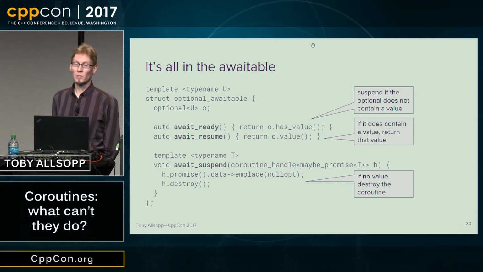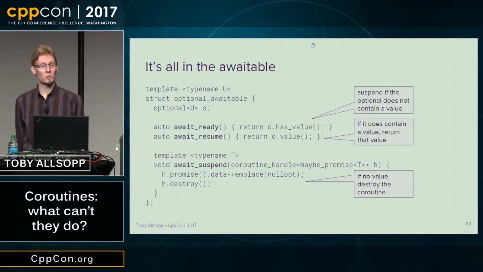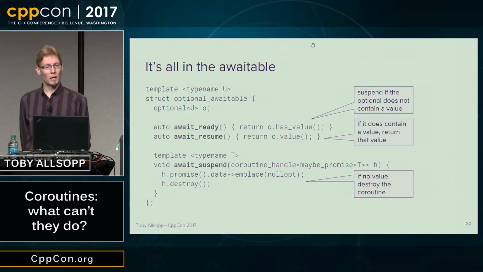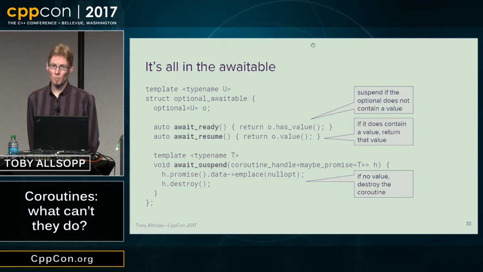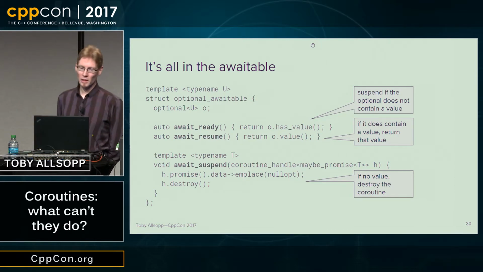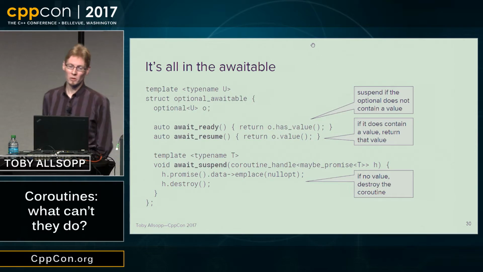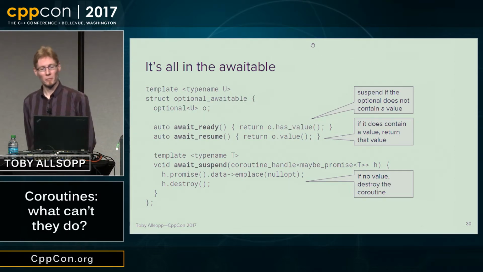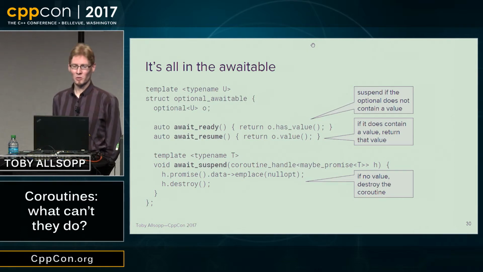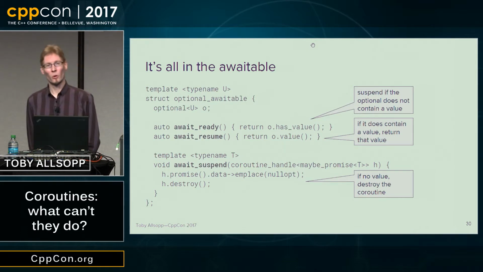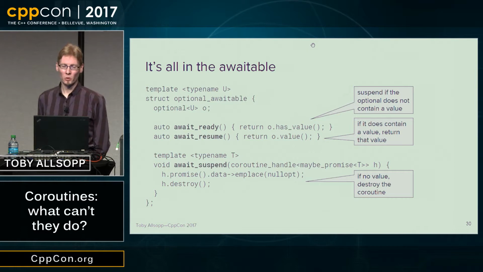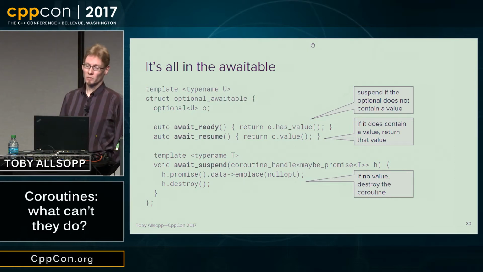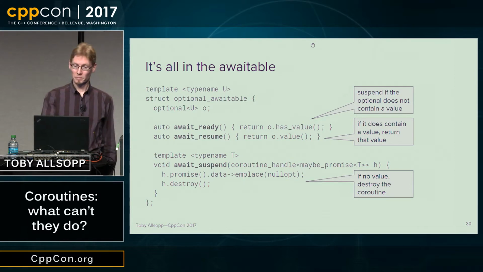If the optional doesn't have a value, then we go into await_suspend. We get given a handle to the coroutine, and then we just destroy the coroutine. And we tell the promise somehow that we're going to return an empty optional. That bit's a bit tricky. I haven't mentioned that here. There's code on GitHub if you want the gory details of how that works. But we destroy the coroutine, which means that we don't execute the rest of it.